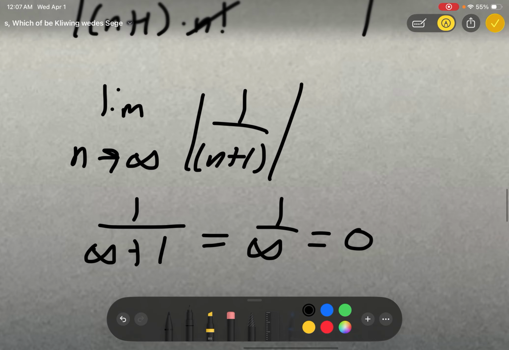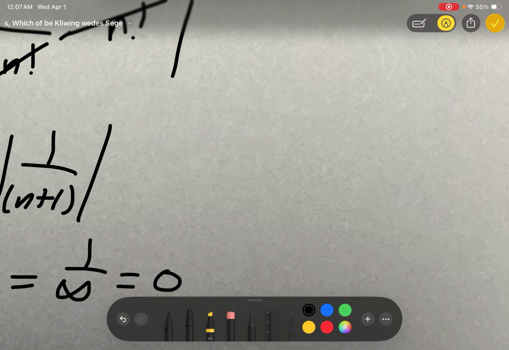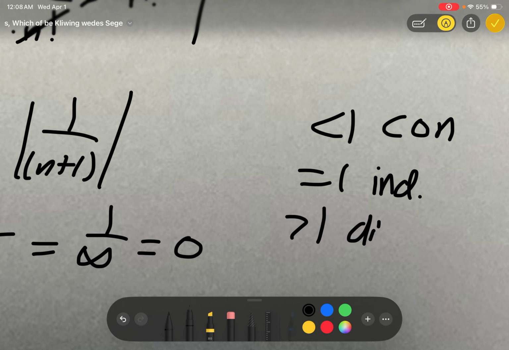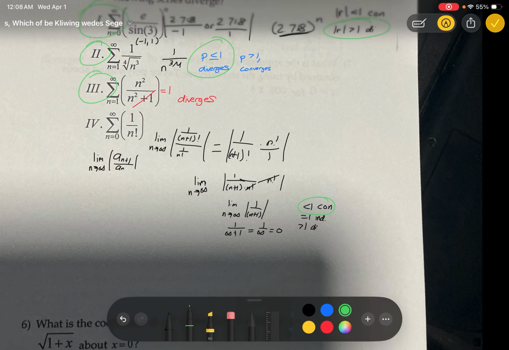And according to the ratio test, if your answer is less than 1, it converges. If it's equal to 1, it's indeterminate. And if it's greater than 1, it diverges. Since 0 is less than 1, it converges.